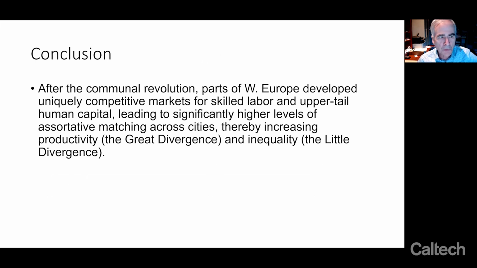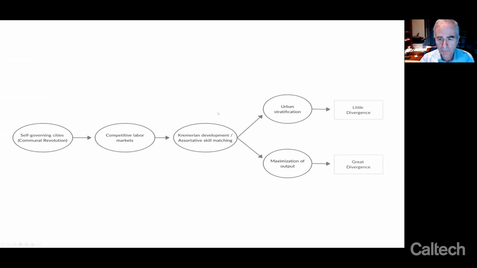So that brings me to a restatement of the thesis and a conclusion. After the communal revolution, certain parts of Western Europe developed unusually competitive markets for skilled labor and for the very upper tail human capital. And that led to significantly higher levels of assortative matching across cities that allowed the emergence of these apex cities at a much higher rate. That increased productivity, which is the Great Divergence, and internal inequality, which is the Little Divergence. And there's the picture again.